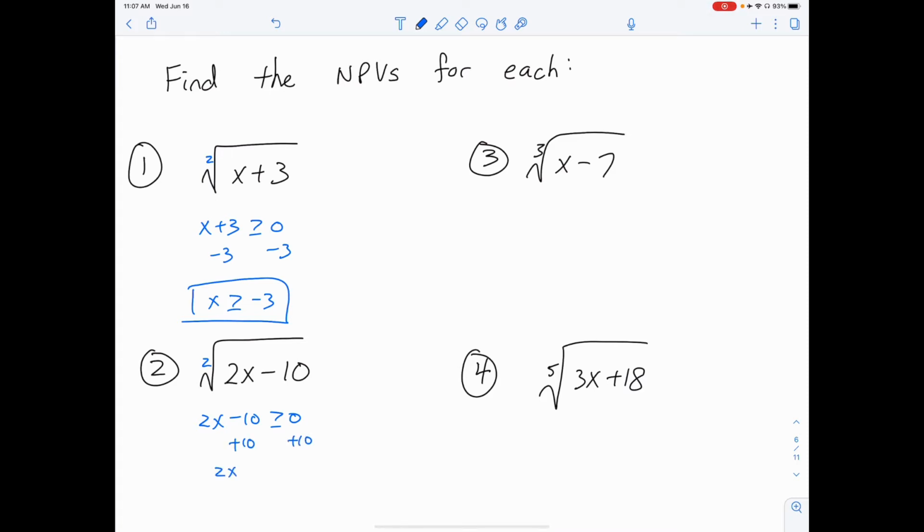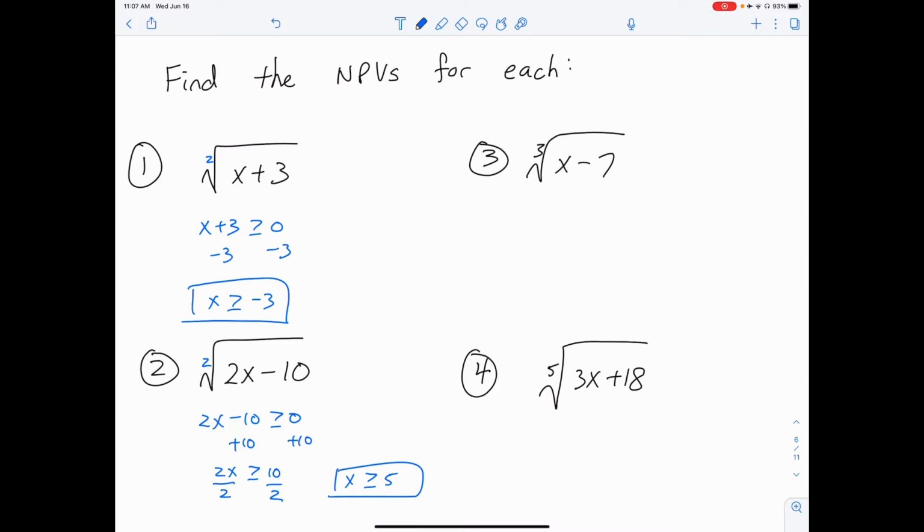We get 2x is greater than or equal to 10. Lastly here, we get rid of the 2. Again, this is 2 times x. So to get rid of it, we do the opposite. We divide both sides by 2. And we'll get the final answer that x has to be bigger than or equal to 5. So that would be your restriction, or NPV in this case.